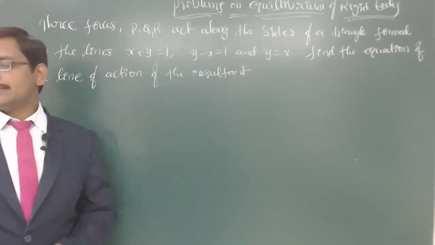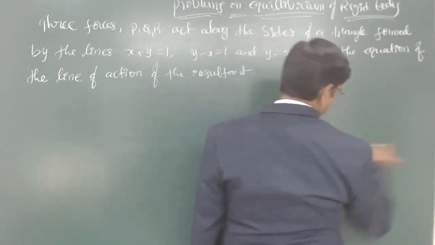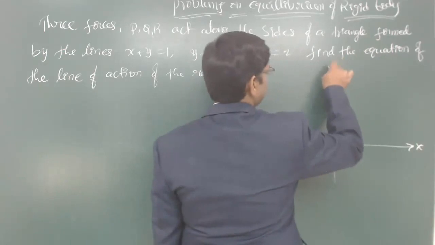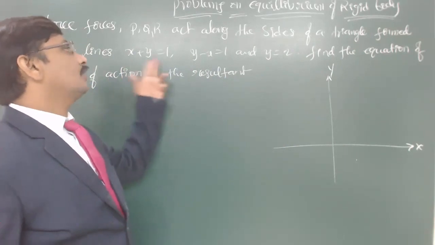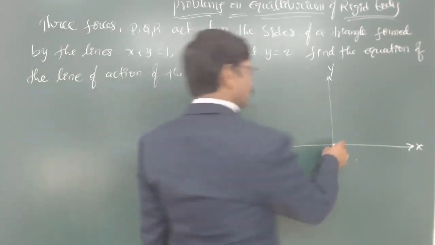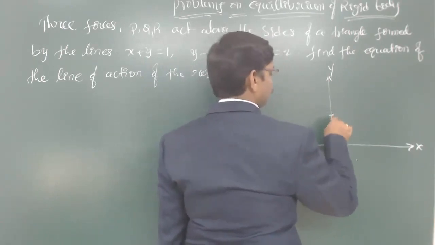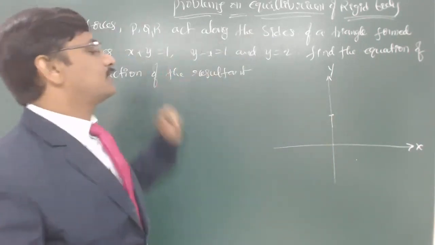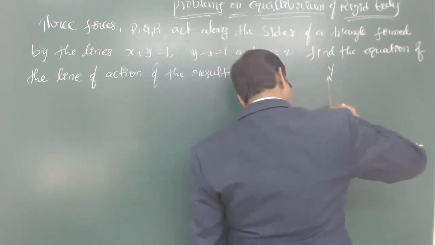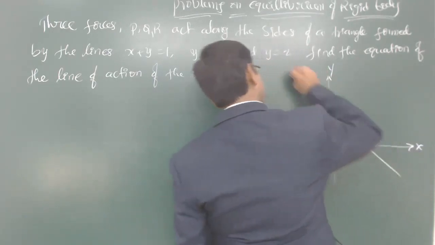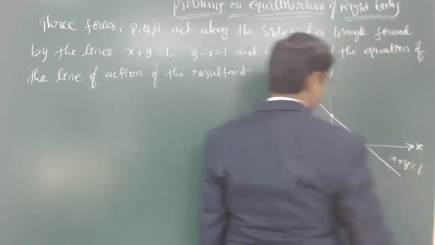First, you draw the straight lines. I will take a standard coordinate axis. This is x axis and this is y axis. And these straight lines: x plus y is equal to 1. When x is equal to 0, y is equal to 1. And when y is equal to 0, x is equal to 1. That means this is another point on this particular straight line. So, you can draw a straight line like this. So, this is one straight line which is represented by x plus y is equal to 1.